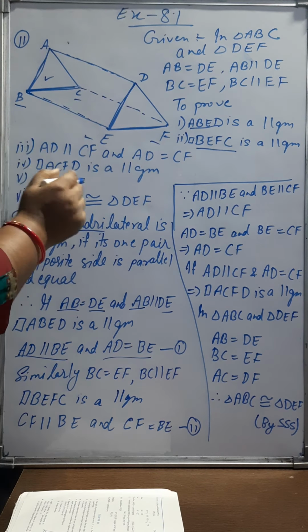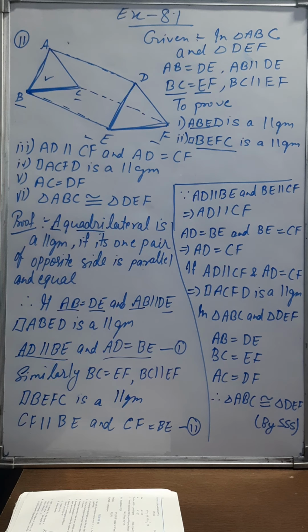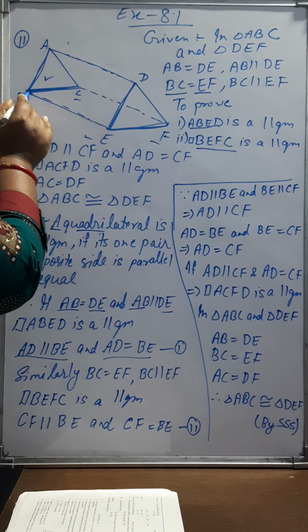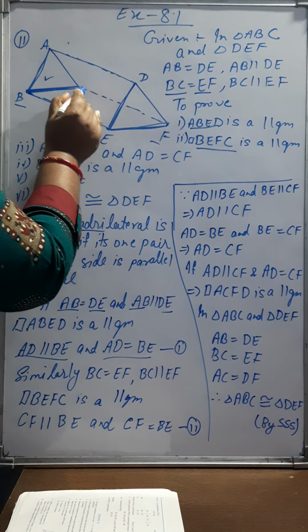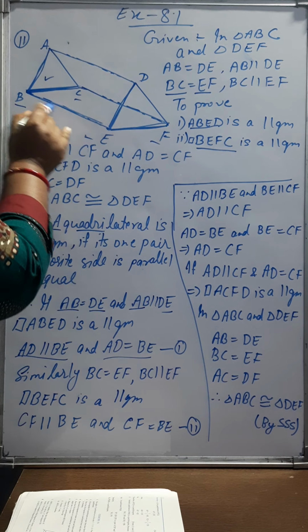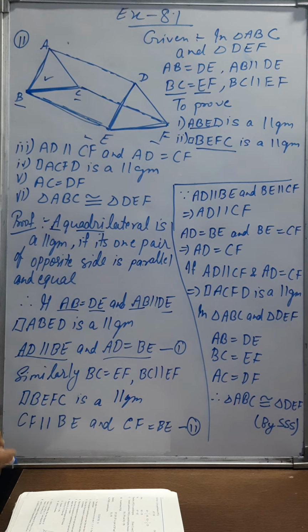BEFC. Here it is given that BC is equal to EF, and BC is parallel to EF. Again we are getting one pair of opposite sides parallel and equal. So BEFC is also a parallelogram. And if BEFC is a parallelogram, we can take that BE will be parallel to CF and BE will be equal to CF, which I am giving you as question number 2.